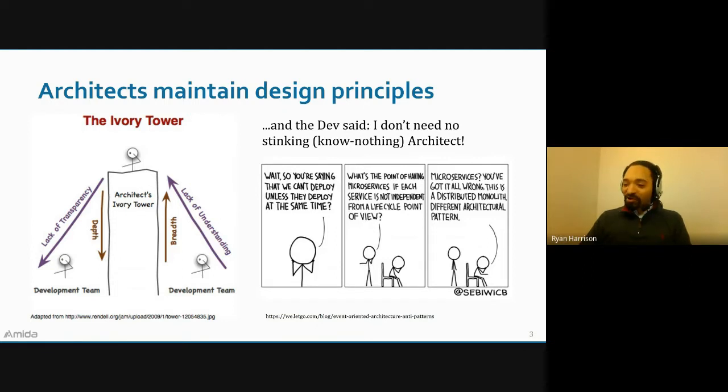And architects are known for spewing off their patterns, which was the other joke on the right here. There are dozens of architectural patterns, and an architect will say to a developer, oh, just use a scatter-gather pattern or something like that. And the developer is like, okay, well, that's nice. How do I actually implement this thing?